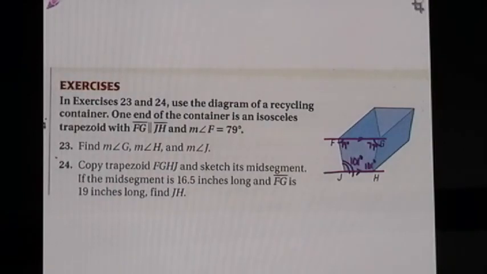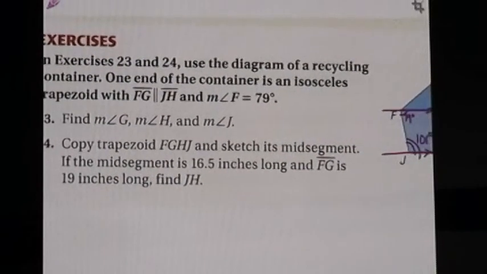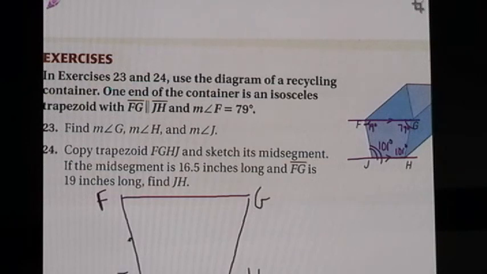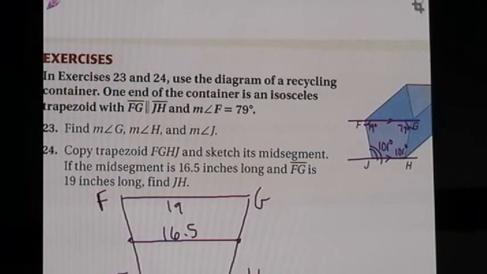So each of these has to be 101 degrees. Now it says copy FG, HJ, and sketch its mid-segment. Okay? FG, HJ looks kind of like this. G, H, J. Now we're going to find its mid-segment, this nice isosceles one. The mid-segment is 16.5 inches long, and FG is 19 inches long. Find JH.